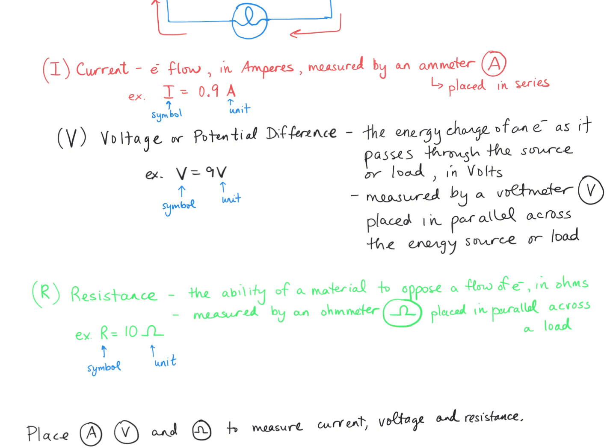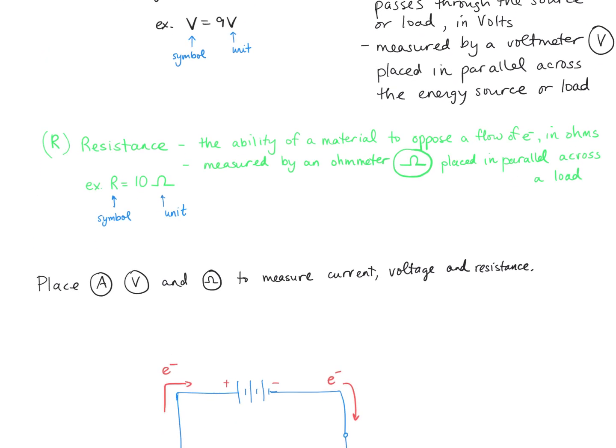So R for resistance. The symbol for resistance: R equals 10 ohms, this being the unit, ohms, for resistance. We use an ohm meter to measure resistance, and it's placed in parallel across a load. So the load has the resistance.